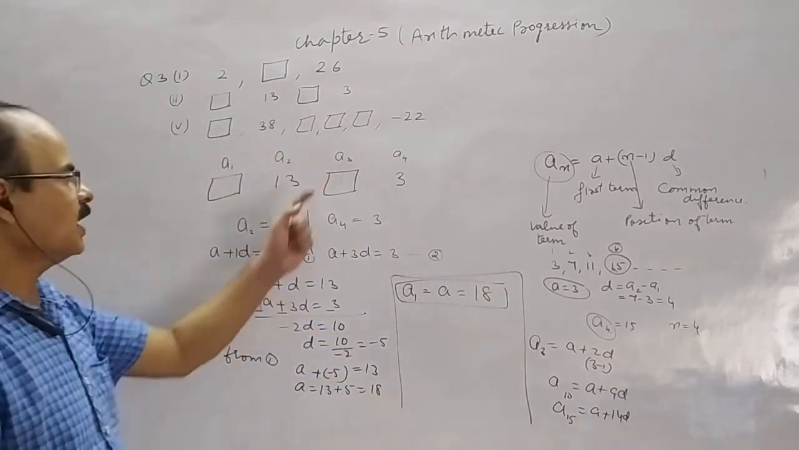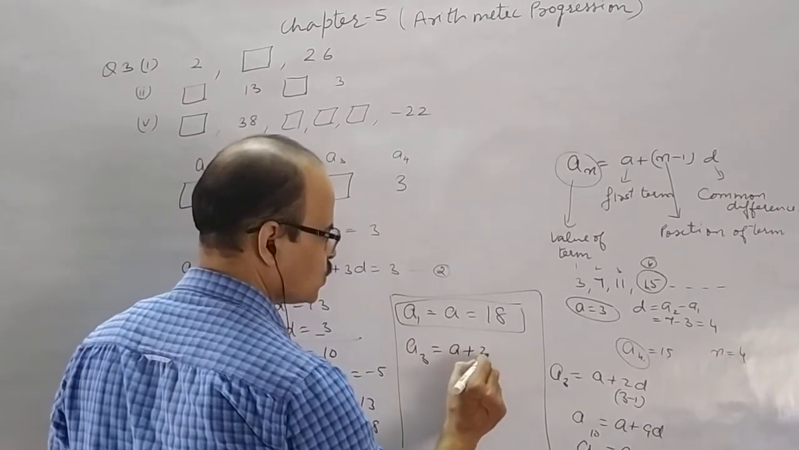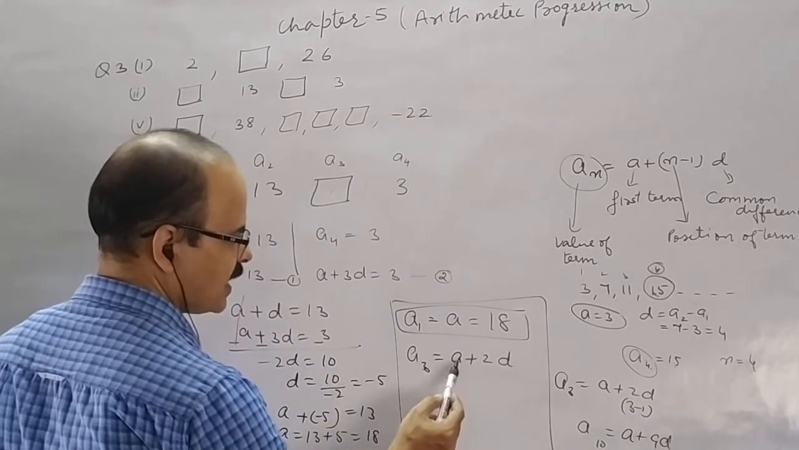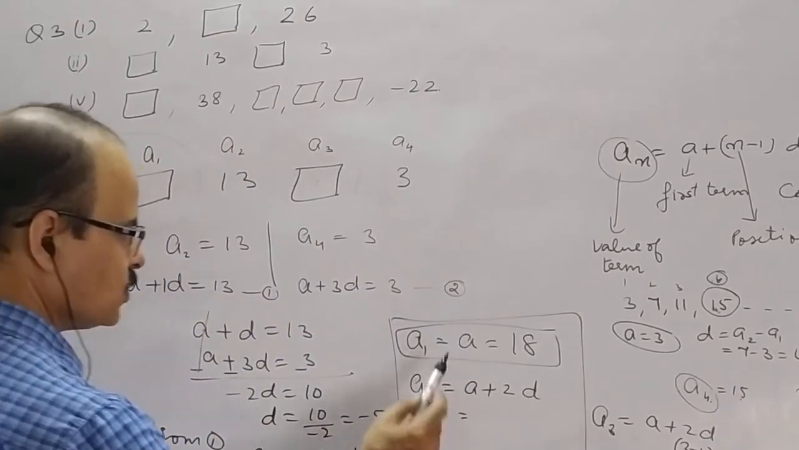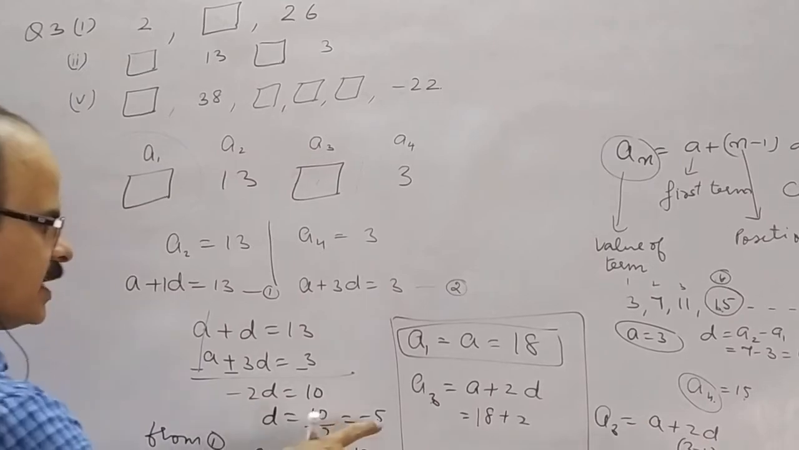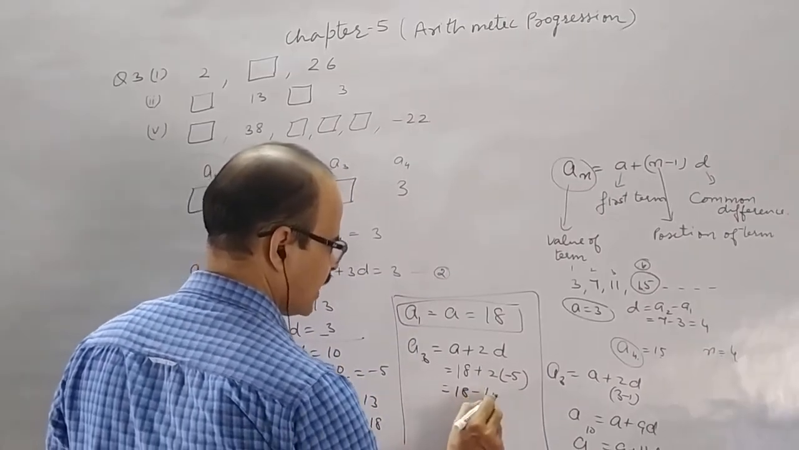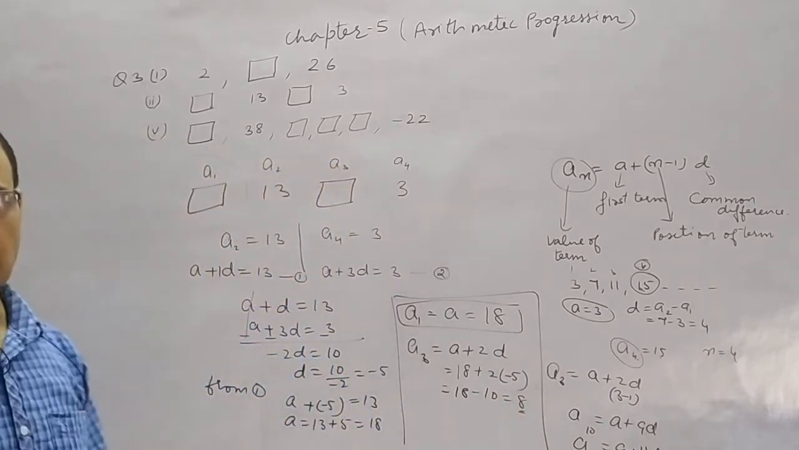And then we have to calculate a3. a3 can be written as a plus 2d. 3 minus 1 is 2. Put the values: the value of a is 18, plus 2, and d is minus 5. So 18 minus 10 will give you 8.